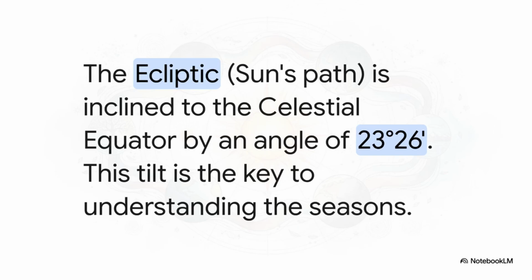Now, here is where things get really interesting. The sun, as it turns out, does not travel along the celestial equator. It follows its own distinct path called the ecliptic. And the most crucial part of this entire discussion is that these two paths, the equator and the ecliptic, are not parallel. The ecliptic is tilted at an angle of 23 degrees and 26 minutes relative to the celestial equator. I want you to burn that number into your memory. It is the key to everything.